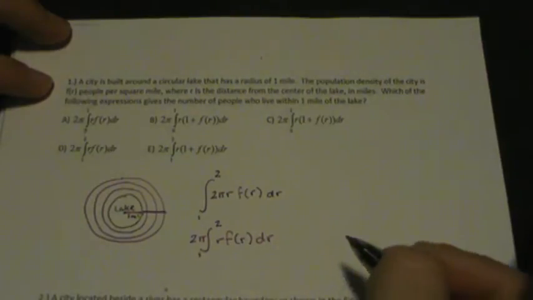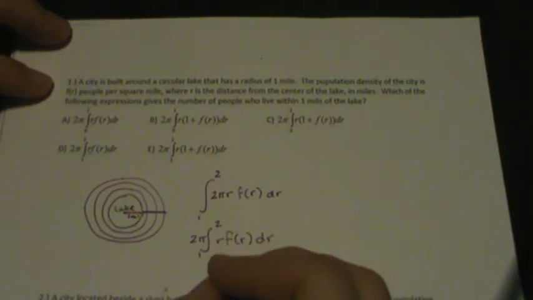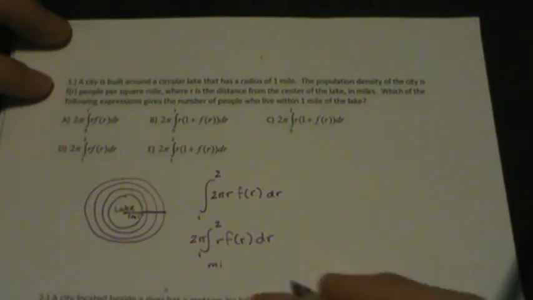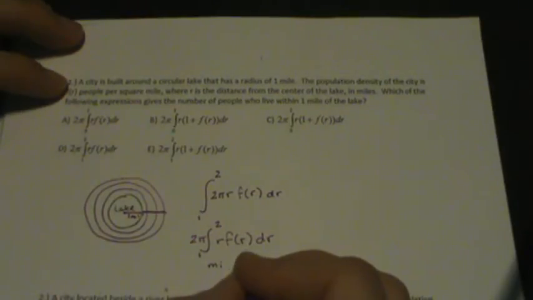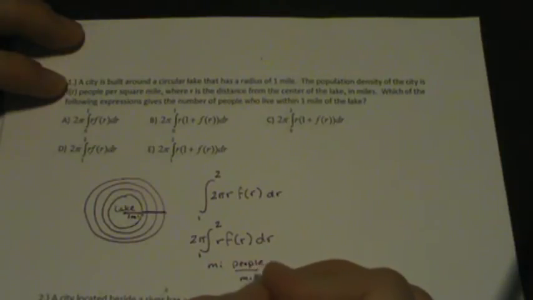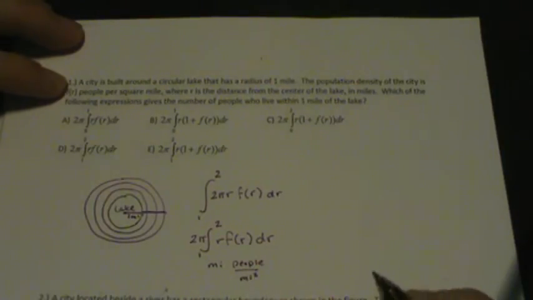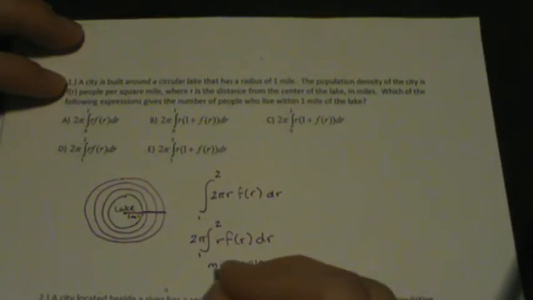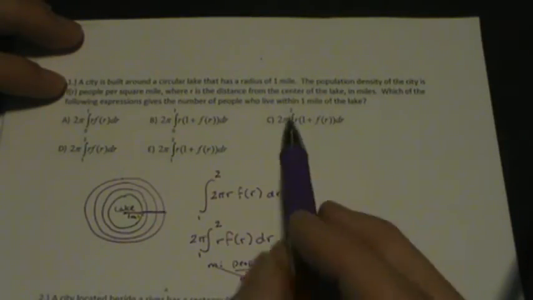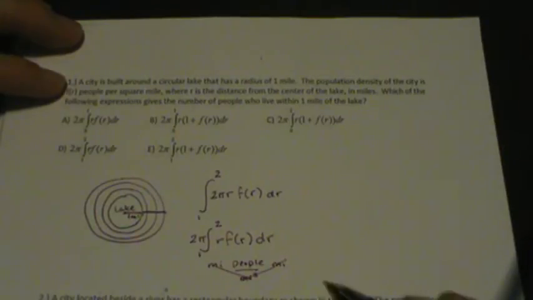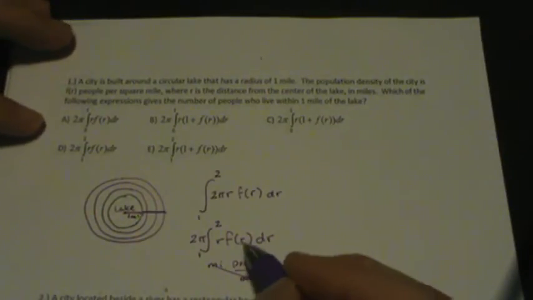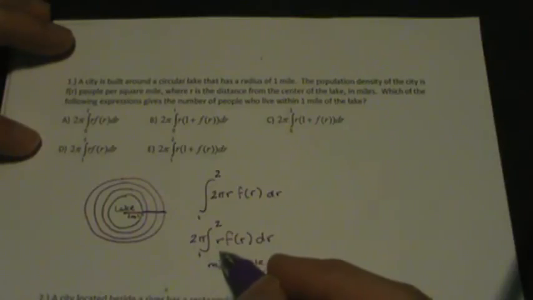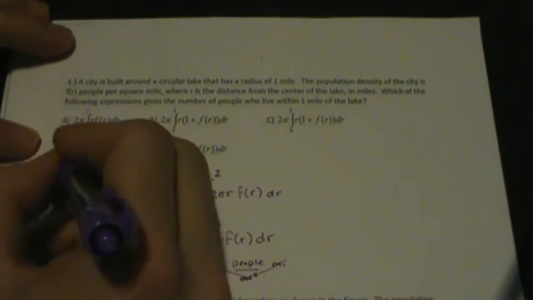Now one thing you have to be careful of is the units. r we know is in miles. f of r they tell us is in people per square mile. And then dr, that's the difference in r, that's also in miles. So miles times miles is miles squared, that cancels out with those. And we're left with people, which is what we're actually looking for. If we look at our answer choices, we have 2 pi, integral from 1 to 2, r f of r dr, which is answer choice D.